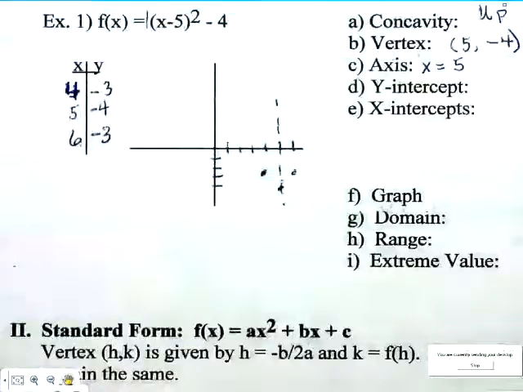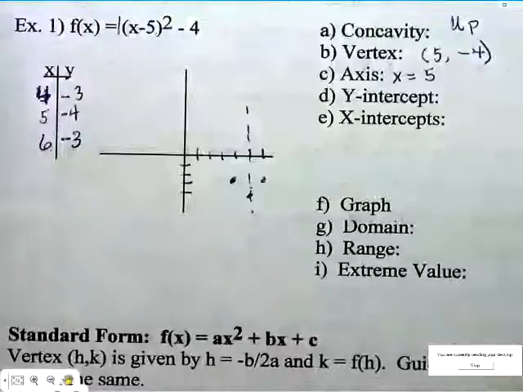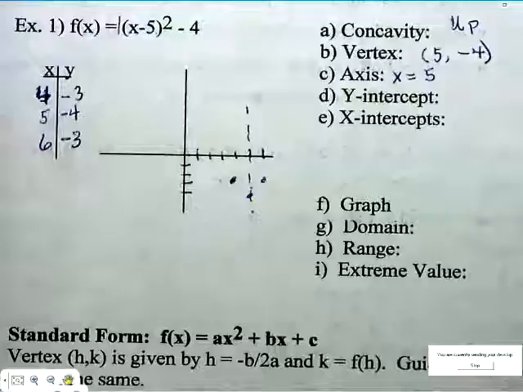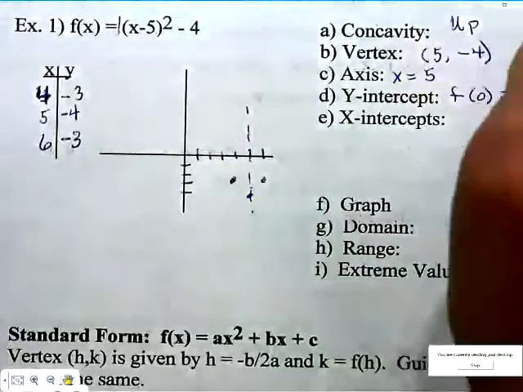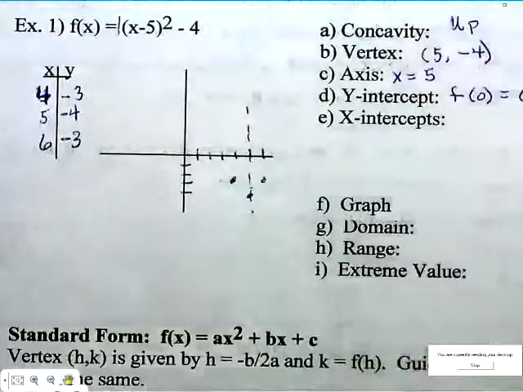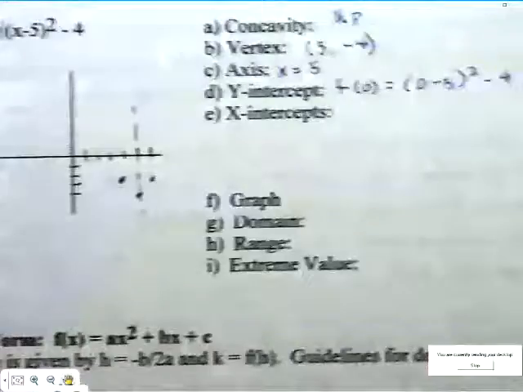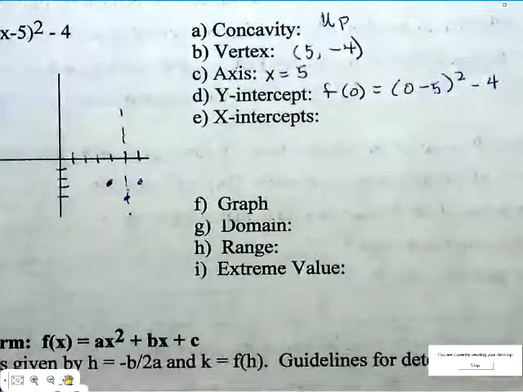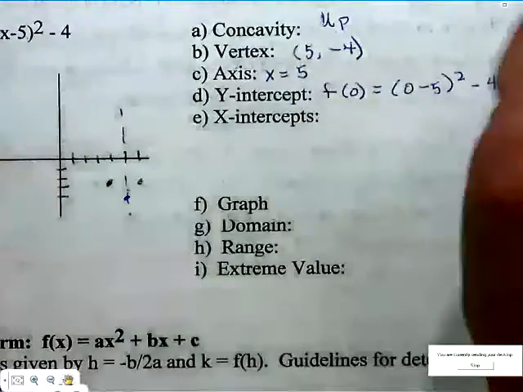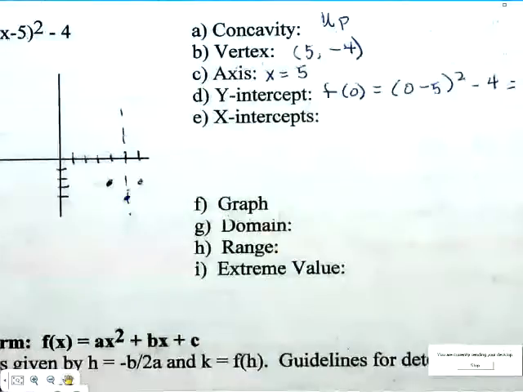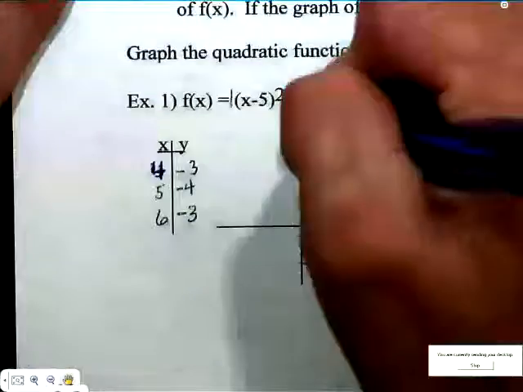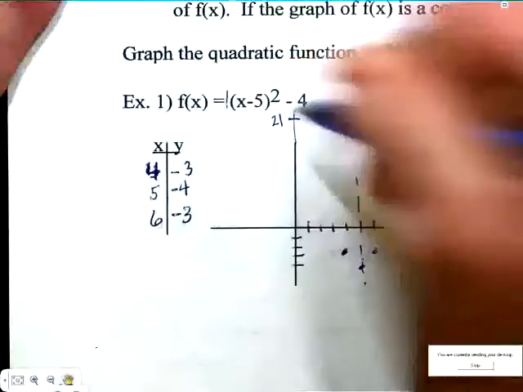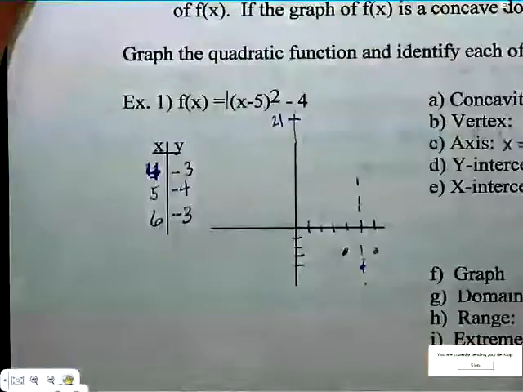How do you always find a y-intercept? Let x be 0. So if you let x be 0 or find f of 0, you would have 0 minus 5 squared minus 4. 0 minus 5 is negative 5. Negative 5 squared is 25. 25 minus 4 is 21. I don't want to make 21 tick marks on my x-axis. I'm just going to go up here and label a tick mark 21 and then try my best to, actually I'm not going to graph it yet.